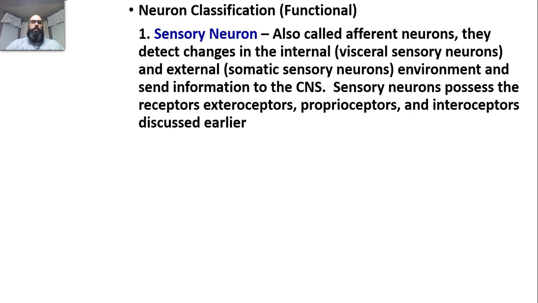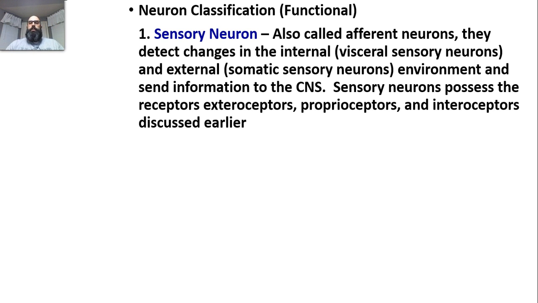So we just went over the structural classification. Now let's go on to neuron classification based on how they function. This is when we start getting into really and truly feedback loops, reflex arcs, all of these things. But what we have are a couple classifications.